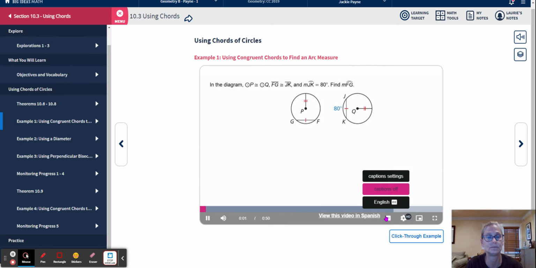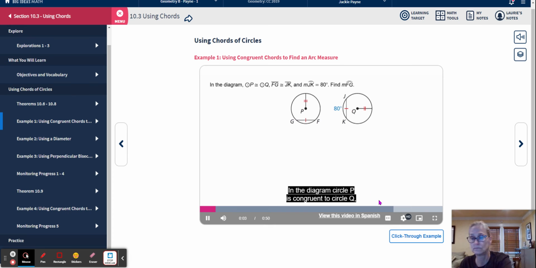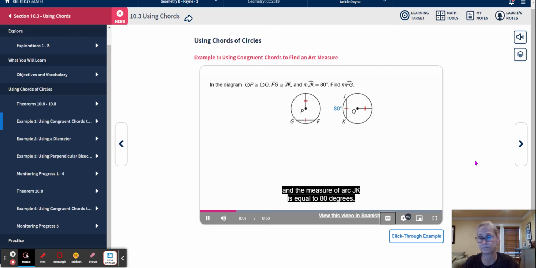Here's our first example. In the diagram, circle T is congruent to circle Q. Segment FG is congruent to segment JK, and the measure of arc JK is equal to 80 degrees. Find the measure of arc FG.